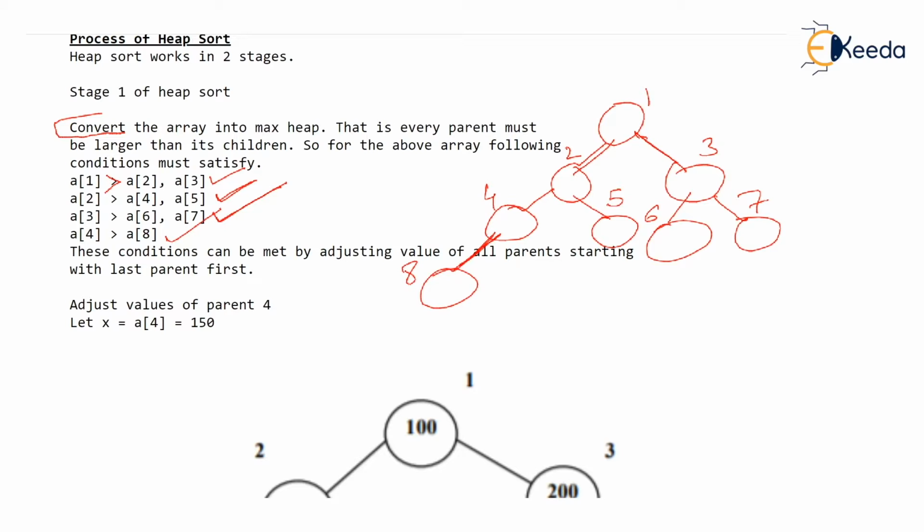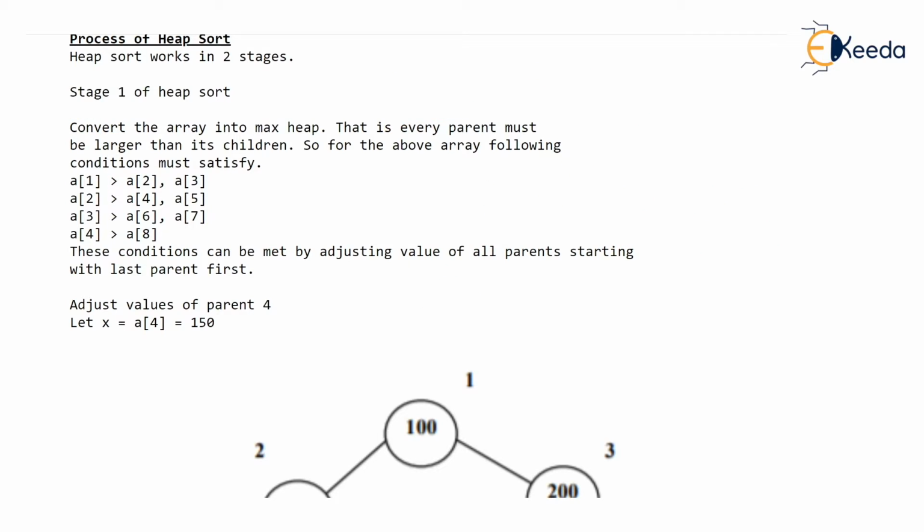No more conditions in our example, because in our example we have an array from first location to eighth location. Now if all these conditions are satisfied, then every parent will be greater than its children and we will get a max heap, isn't it? Now how are these conditions met? How are these conditions satisfied?